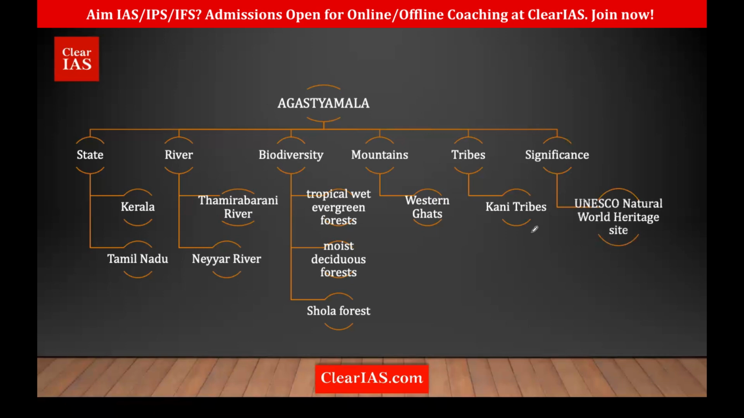And its significance includes that it is a UNESCO World Heritage Site and also a Biosphere Reserve. Remember, this is not part of Nilgiris Biosphere Reserve. This is a different Biosphere Reserve, that is Agastya Mala Biosphere Reserve, which is part of the MAB Biosphere Program. Remember, Agastya Kudam is not part of the Nilgiris Biosphere Reserve. And we have the Tamirabarani and Neyyar rivers flowing through it. Remember, it is in both Kerala and Tamil Nadu. And we have the Kani tribes here.